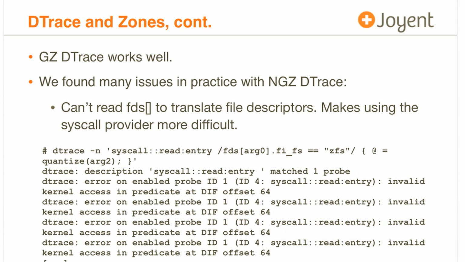And so we've found that there were many issues doing non-global zone DTrace observability in the cloud that we've been fixing up. For example, you can't read fds[] to translate file descriptors, and that makes using the syscall provider more difficult. There are a lot of scripts in the DTrace book and that I've written that use the fds array. You can't read curpsinfo or curlwpsinfo. That breaks many scripts. Sadly, it breaks one of the top one-liners of DTrace: syscall::exec*:return, trace curpsinfo->pr_psargs. It's really sad when one of the top one-liners doesn't work.